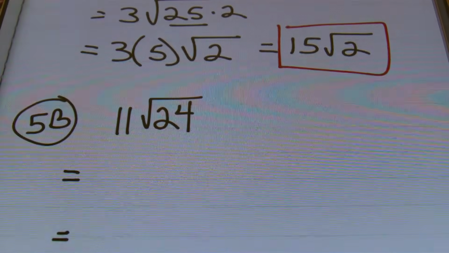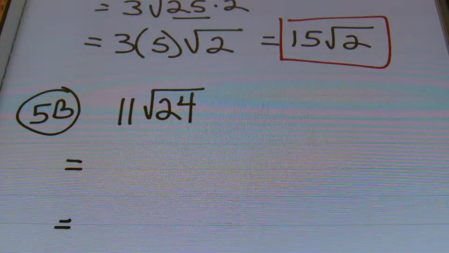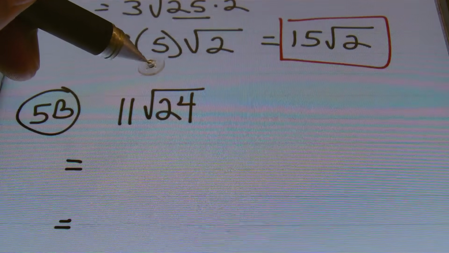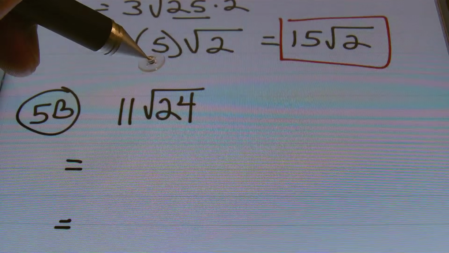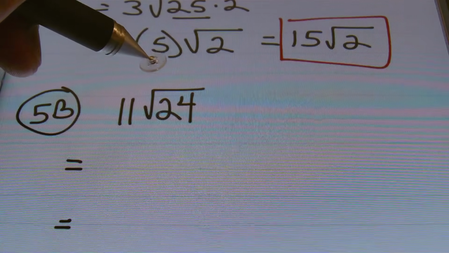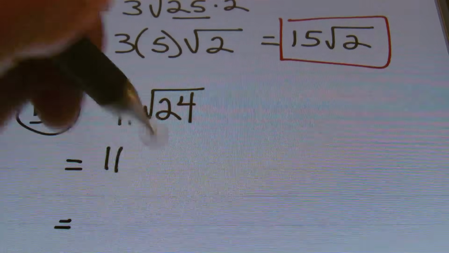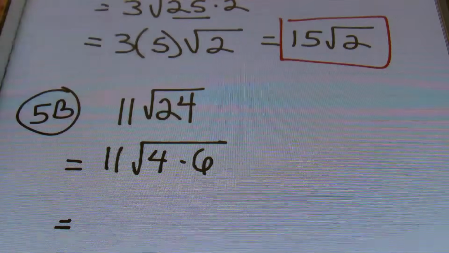Next, we have 5b. And in 5b, I have 11 times the square root of 24. The largest perfect square within 24, ladies and gentlemen, because 24 is not a perfect square, is 4. That's right. 4 is the largest perfect square that'll go evenly into 24. So I'm going to expand this. I'm going to rewrite it as 11 times the square root of 4 times 6.